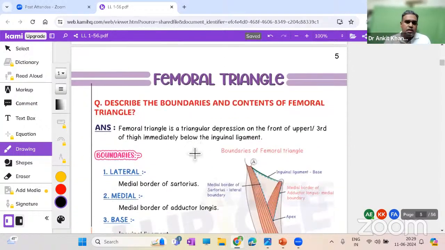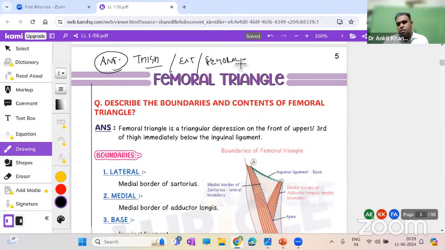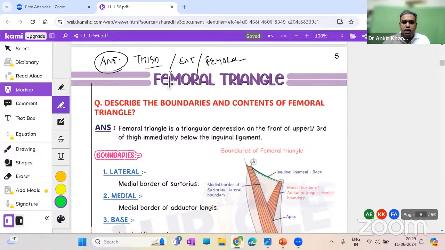Now let us see one compartment over here. By now we know that there are three compartments. So now we are going to start with the anterior compartment of the thigh. Remember, the anterior was the extensor compartment. The nerve over here was the femoral. So in this compartment, in the upper medial part, we have a very, very important area that is known as the femoral triangle.